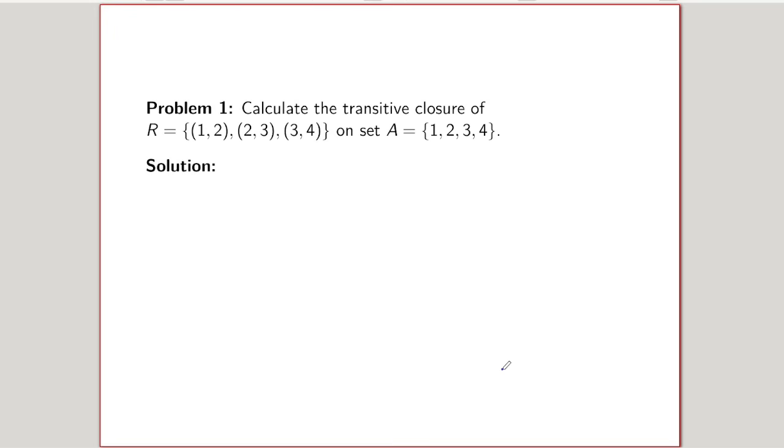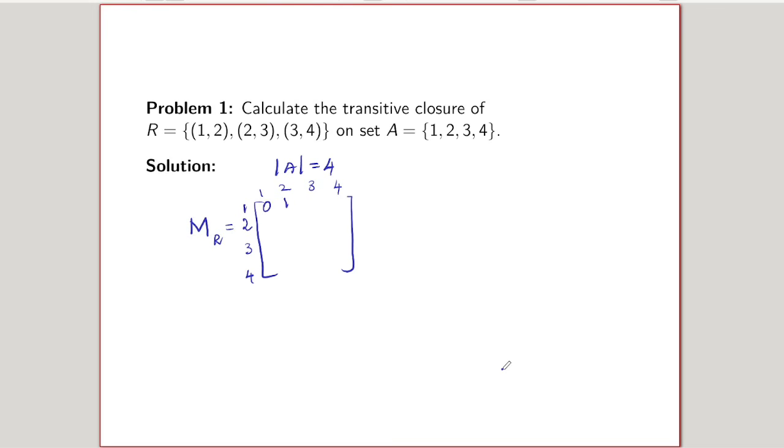Calculate the transitive closure of R equal to (1, 2), (2, 3), (3, 4) on the set A equal to {1, 2, 3, 4}. Clearly the number of elements in the set A is 4. Now let us construct the MR matrix. Here the entries will be 1, 2, 3, 4 and here also 1, 2, 3, 4. The (1, 1) entry is not there, that is 1 is not related to 1, so we put 0.